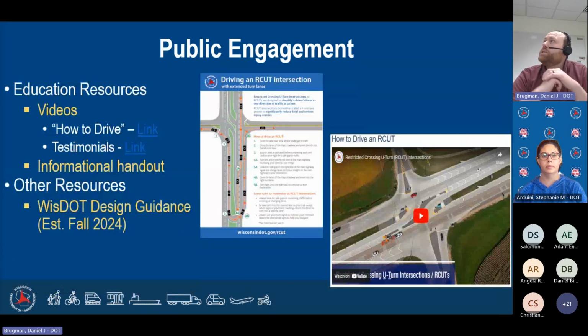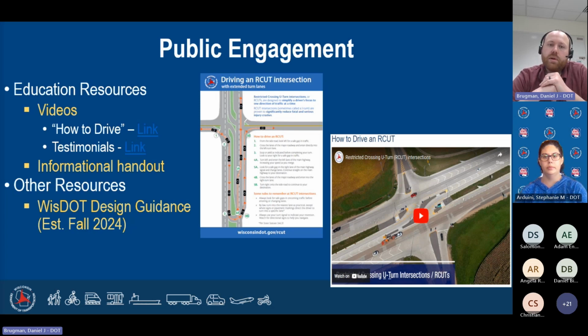Other educational resources that we've been working to create. Last year we developed a couple videos. One video that we learned was a need through our public involvement process was having a windshield version of how to drive one of these intersections. From what we hear with the DDIs and these types of intersections, they look very odd from above, and it creates a lot of confusion if you're not familiar with them. So we worked on getting a windshield version of that, plus drone footage to show how vehicles navigate that RCUT.